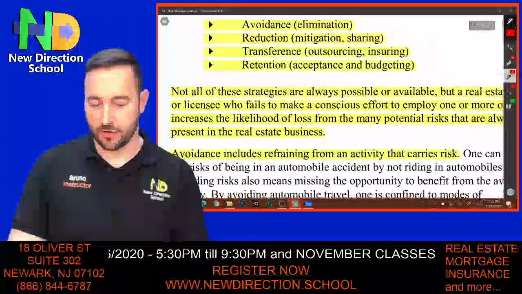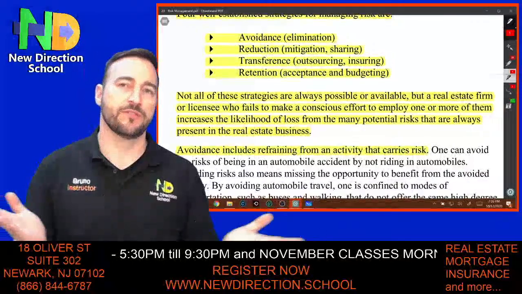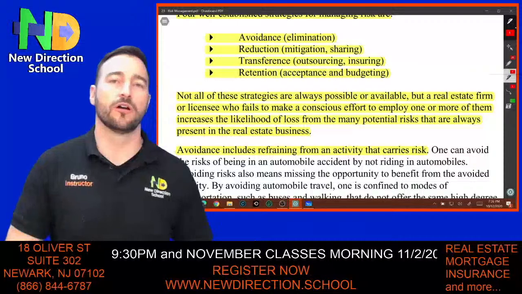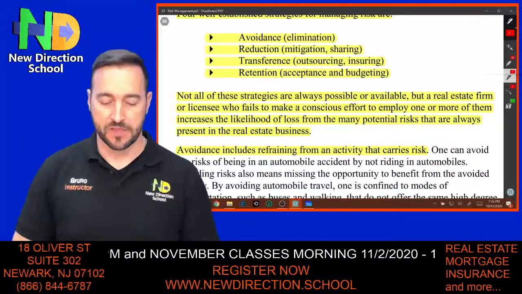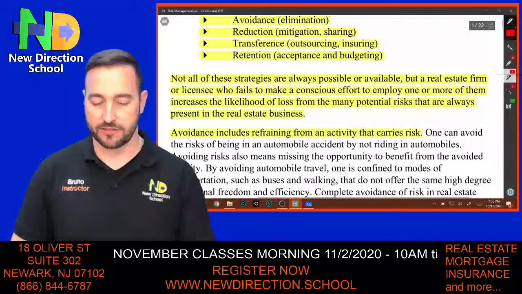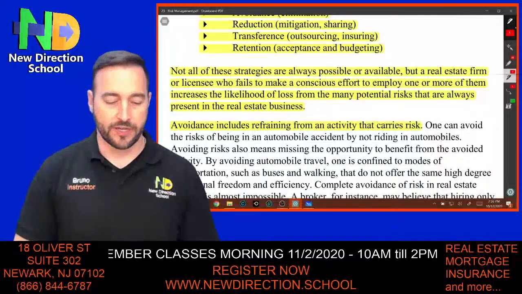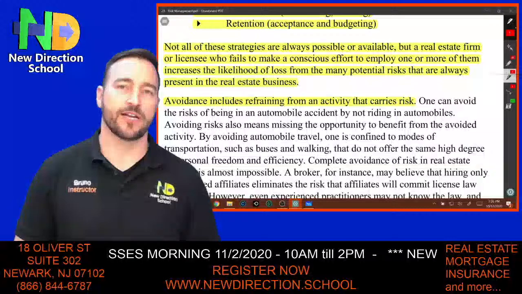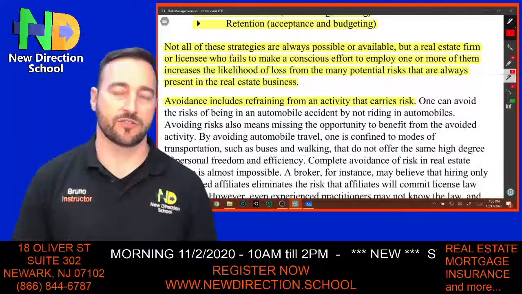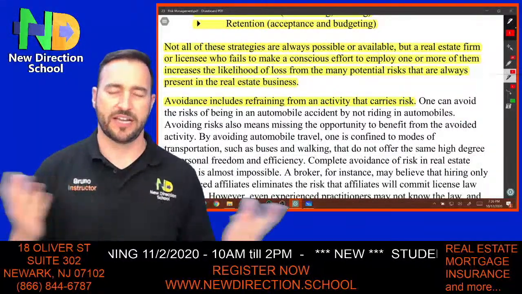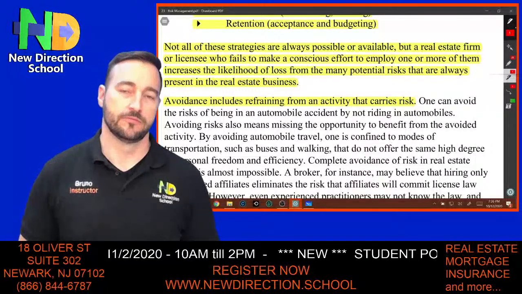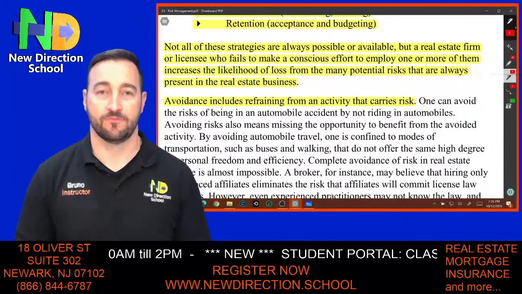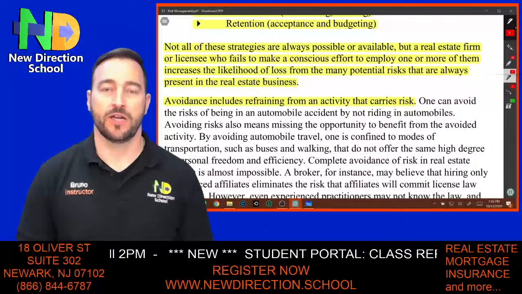Not all of these strategies are always possible or available, but a real estate firm or licensee who fails to make a conscious effort to employ one or more of them increases the likelihood of loss, since many potential risks are always present in the real estate business. Avoidance includes refraining from activity that carries the risk. So, make it simple. If you know that you should not be doing this, why would you do it? Right? Simple.